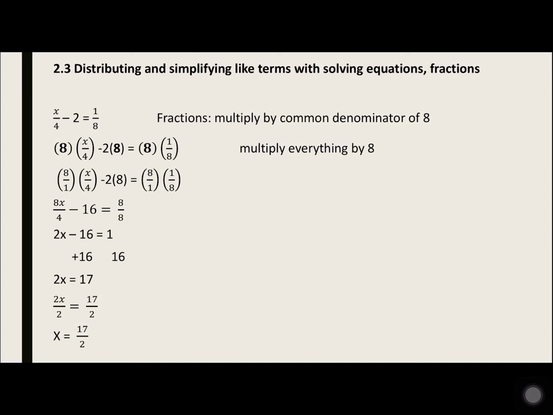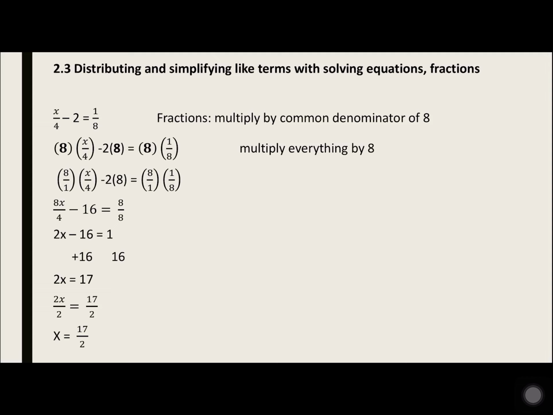2.3, distributing and simplifying like terms with solving equations and fractions. X over 4 minus 2 equals 1 over 8. When you have fractions, you can multiply everything by the common denominator. The common denominator is 8 because 4 goes into 8, 8 goes into 8.